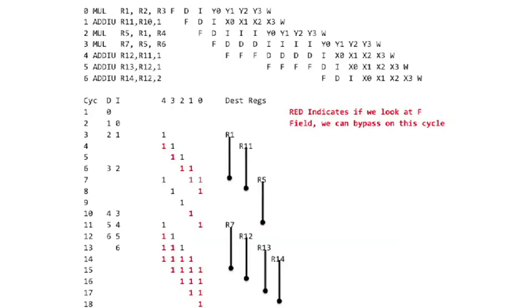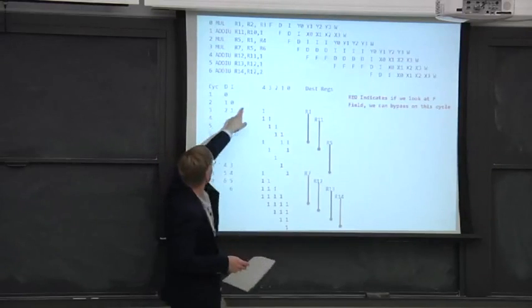So on the bottom of this chart, we actually show the scoreboard. And red denotes that the value is ready. So let's take a look at something here. In cycle 3, we start executing instruction 0. Instruction 0 is a multiply.